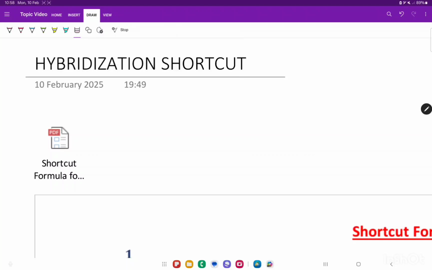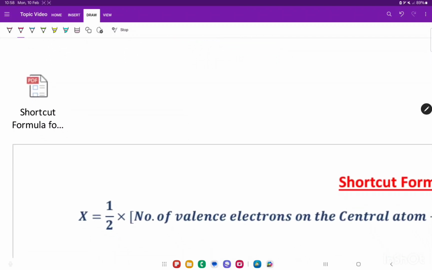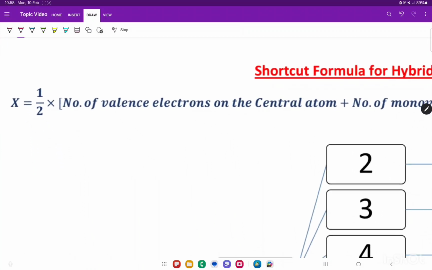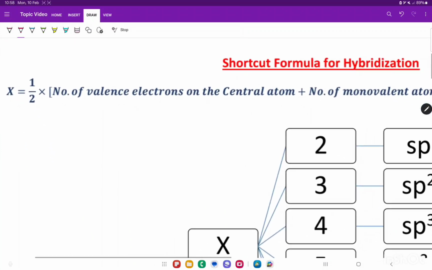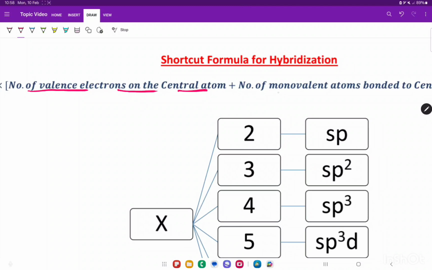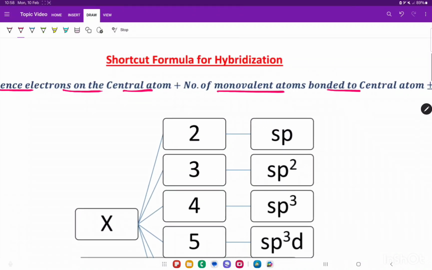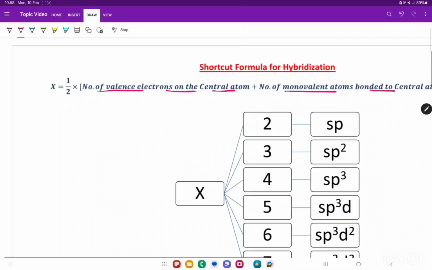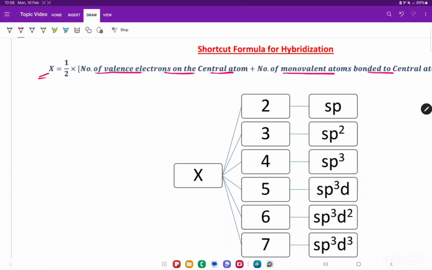Hello everyone. Today we are going to talk about a shortcut formula for finding out the hybridization in a given molecule or ion. In this formula, we should know first the number of valence electrons on the central atom. You identify the central atom, and by knowing the central atom, first find out the number of valence electrons on the central atom, and then the number of monovalent atoms bonded to the central atom, and if it is an ion, then plus or minus the charge.